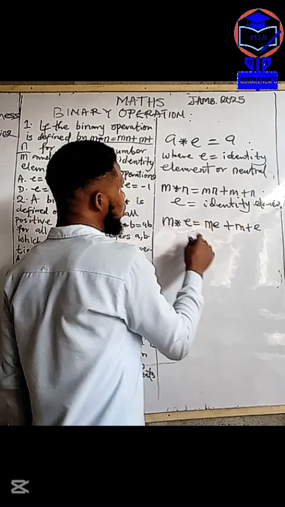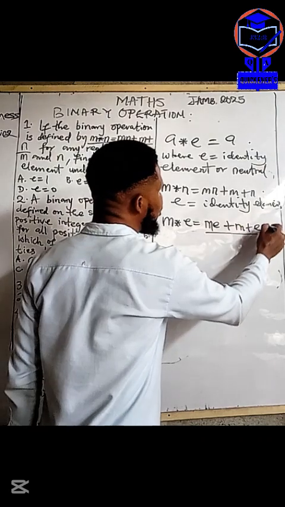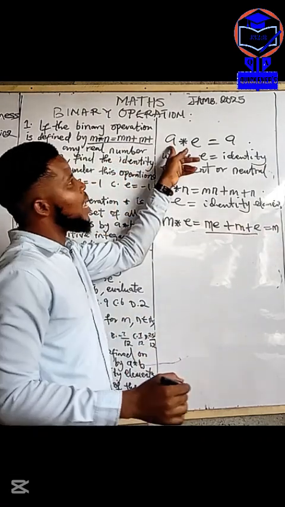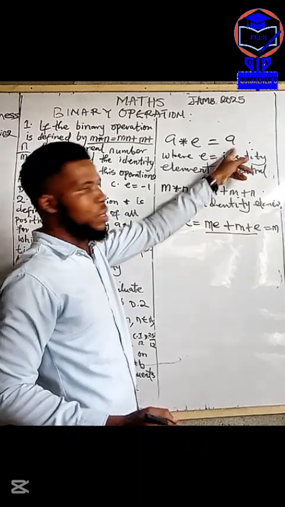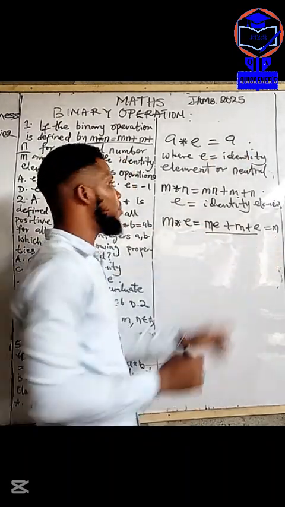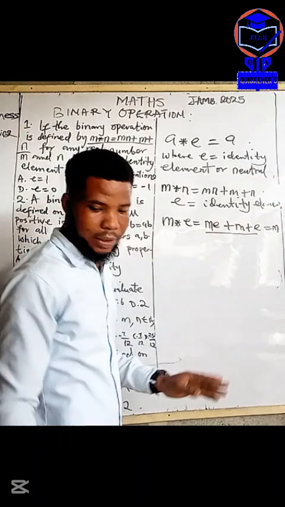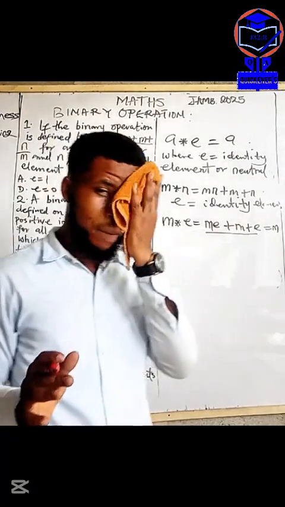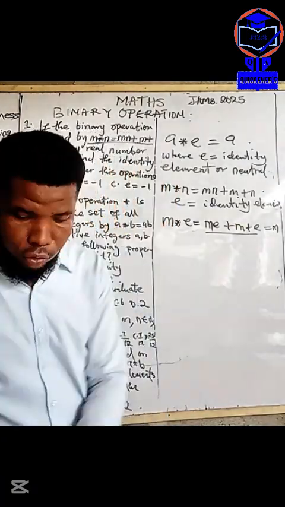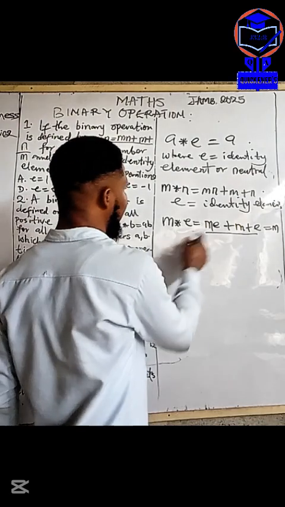Alright, so what do we have now? This expression must give you M. Remember, A operation E must give you A. So this expression must give you M. Then we'll now make E the subject of the formula. You understand? We make E the subject of the formula. That is how to get the neutral element.